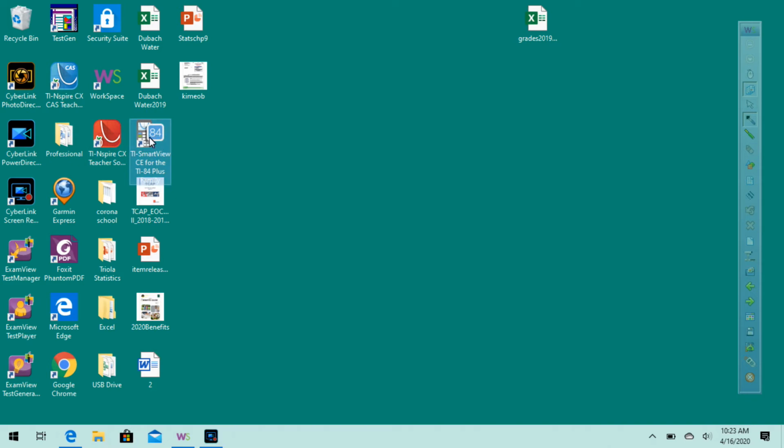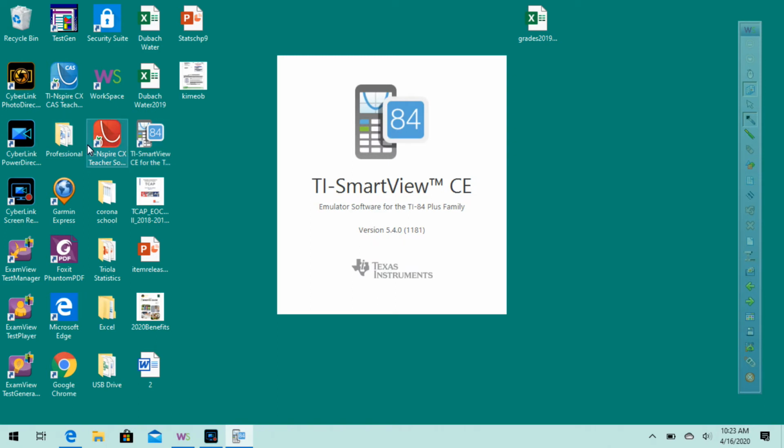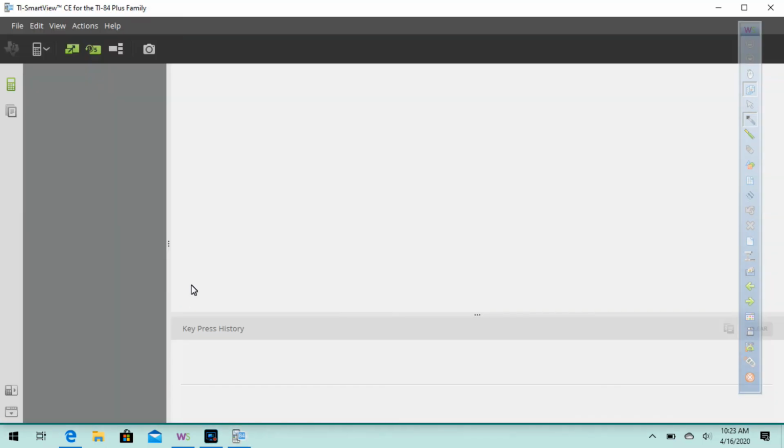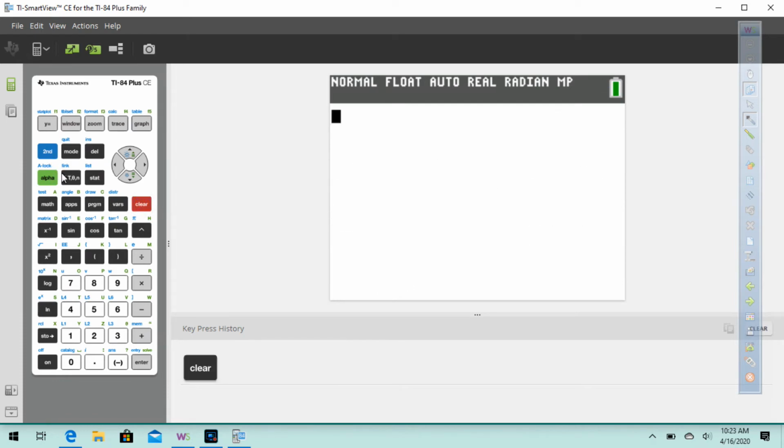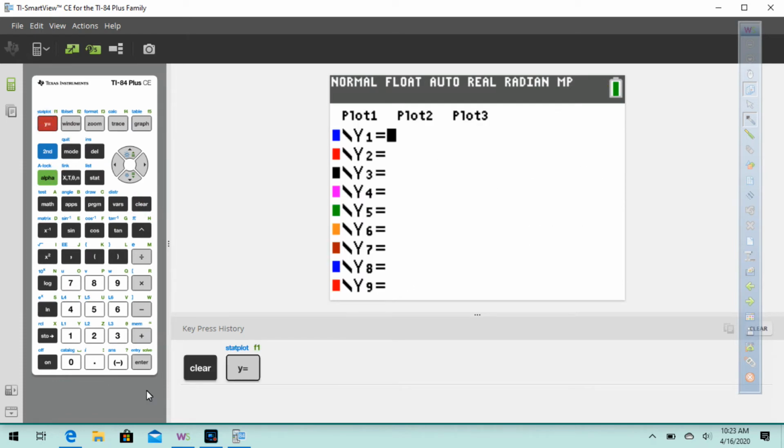Now, this time, instead of doing it by hand, we'll try this one here, the 84, and see if we know how to graph it. All right, so let's see, I'm going to clear all that out. You don't need that. And I'm going to go y equals. And what do I got here?